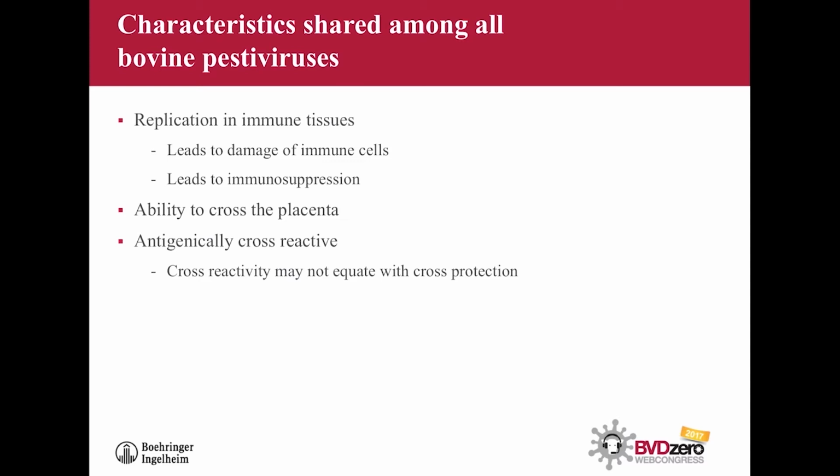All bovine pestiviruses, regardless of species or subgenotype, have the ability to cross the placenta. Only the non-cytopathics cause persistent infection, but non-cytopathic BVD1, BVD2, or Hobi-like virus all have the same ability to establish a persistent infection when they infect fetuses in the first trimester of pregnancy.